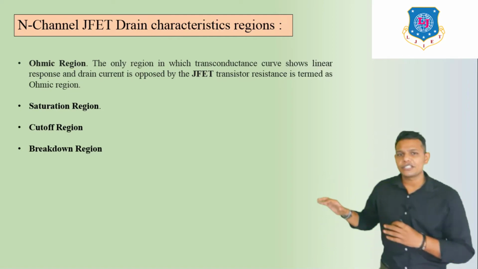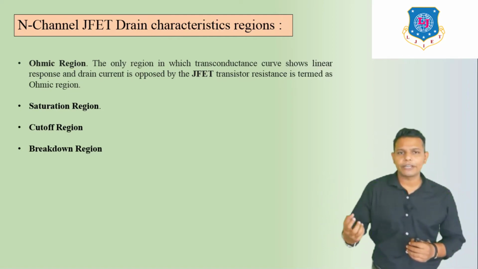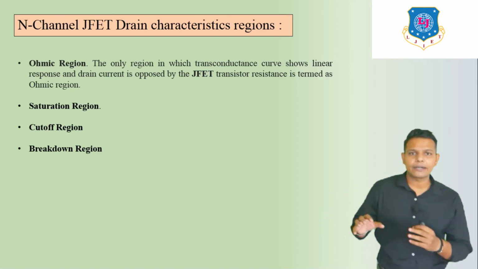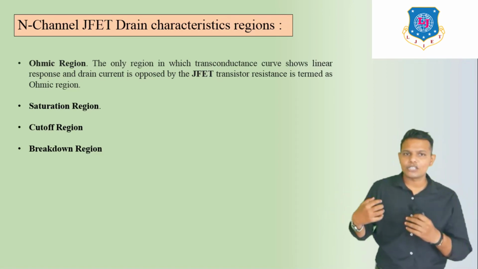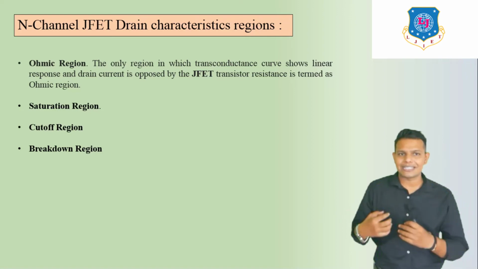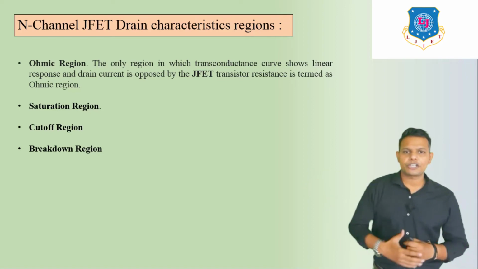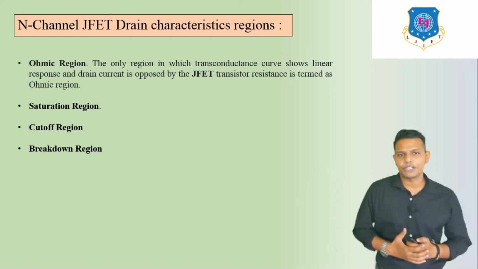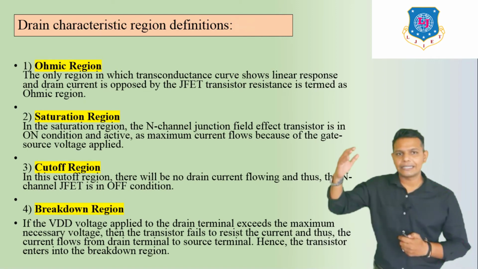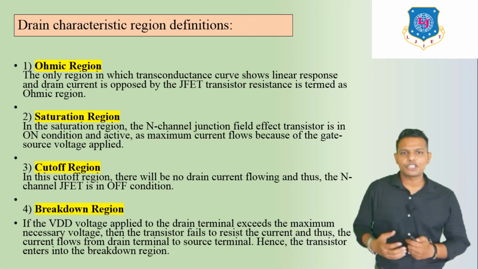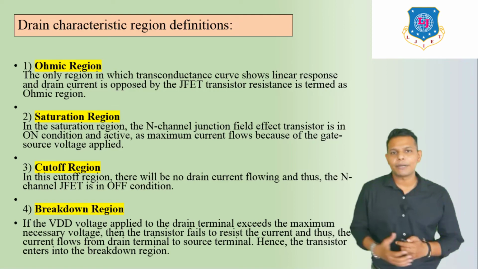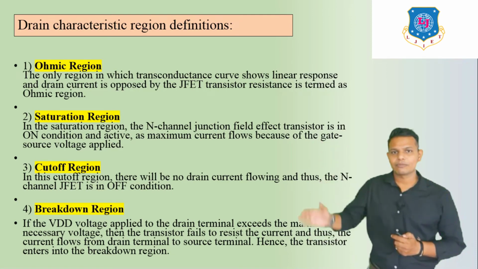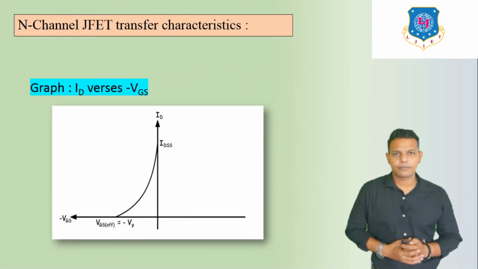Now in N-channel JFET we discussed the ohmic region. Here we can see it shows a linear response and drain current is opposed by the JFET transistor resistance. Second one is saturation region. Third one is cutoff region, and finally the breakdown region. These are the definitions of ohmic region, saturation region, cutoff region, and breakdown region. So you can read from these definitions.